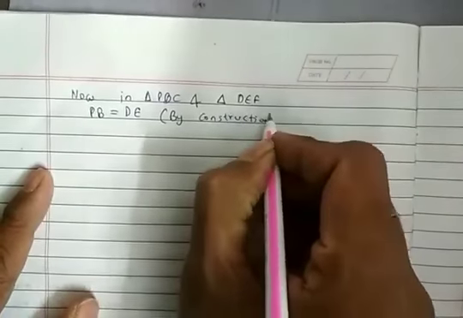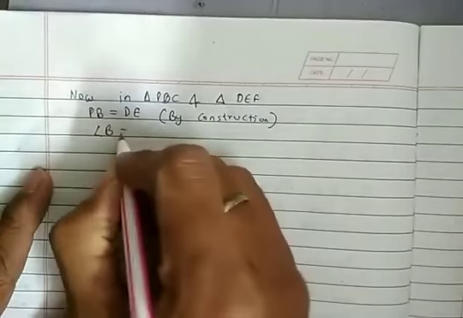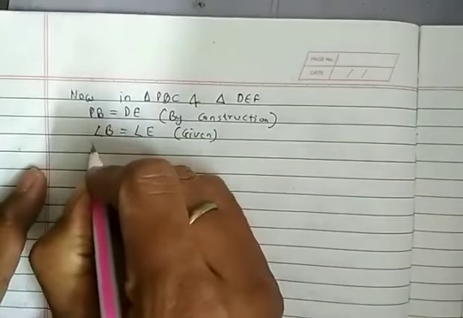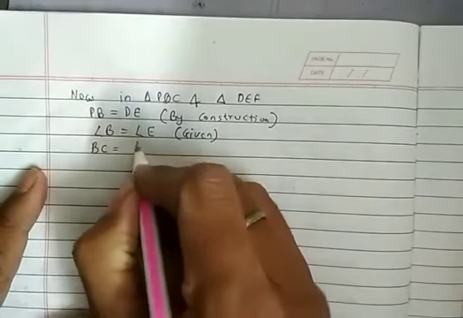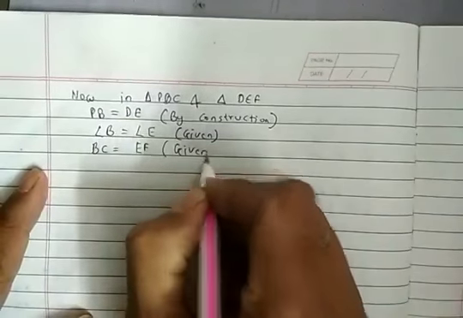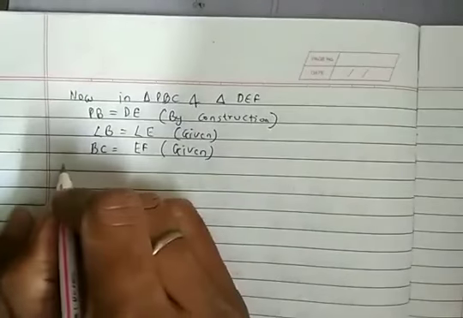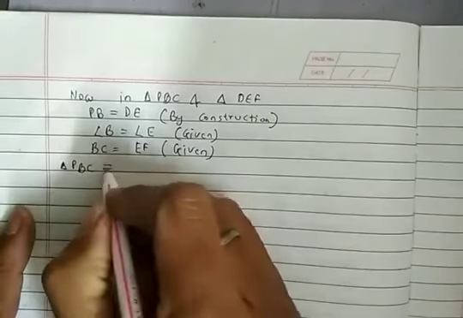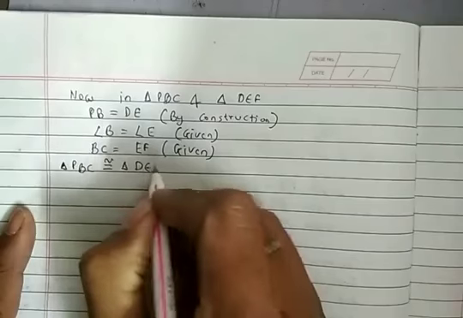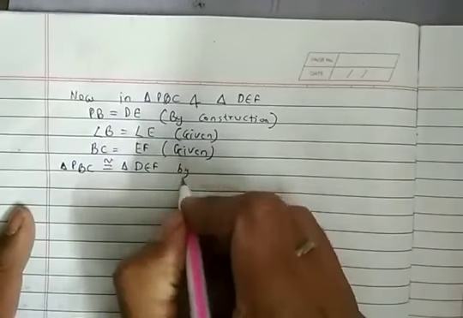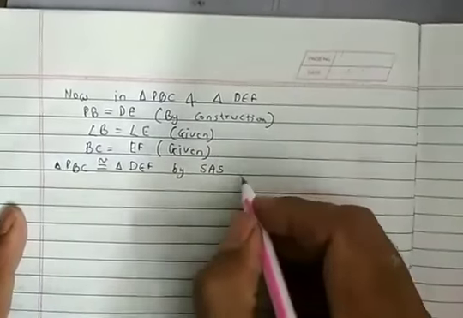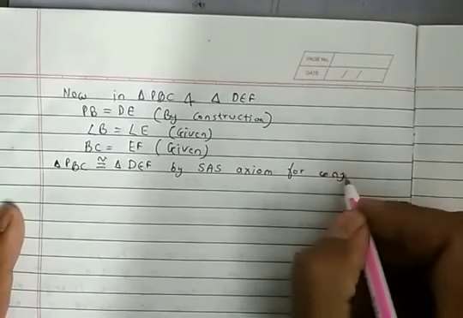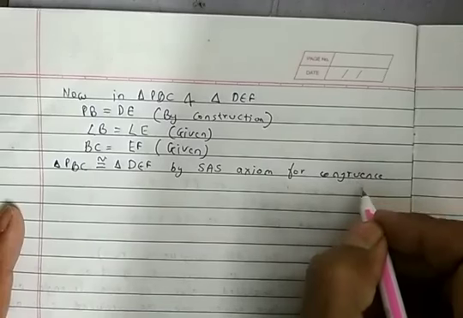Since we have constructed this line, angle B equals angle E. This is given. One more thing is given, side BC is equal to side EF, right? So we can conclude that triangle PBC is congruent to triangle DEF. How can we say that? By the side angle side axiom for congruence, right?